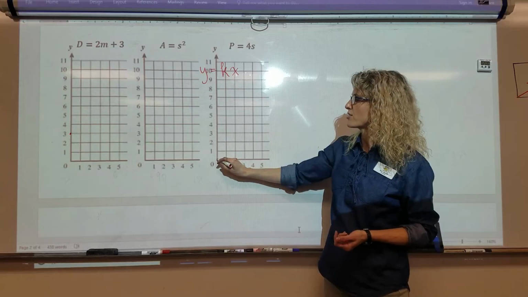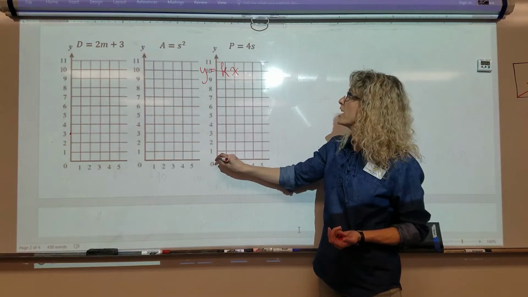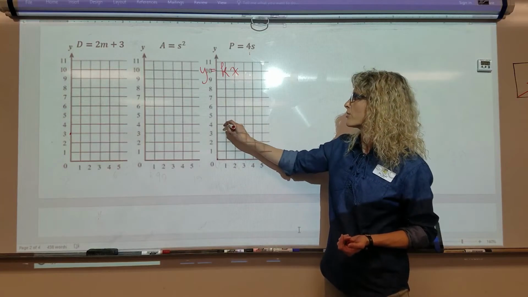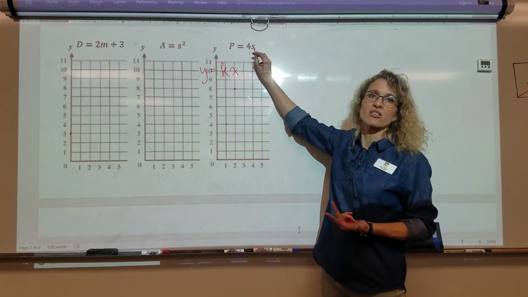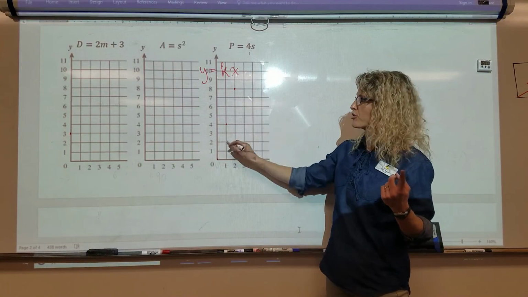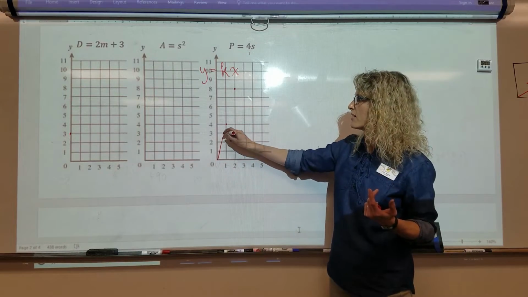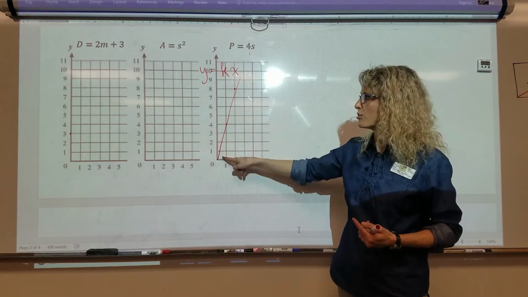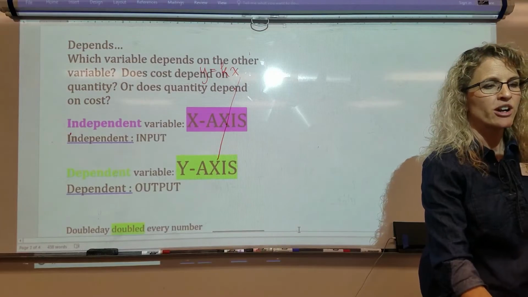This one does go through the origin. If you let s be 0, p would have to be 0. And it's just going to go up 4 over 1, up 4 over 1, up 4 over 1. Or if I let my side length of my square be 1, my perimeter is 4. If my side length is 2, my perimeter is 8. And you can see, linear goes through the origin. So that's what direct variation will be, a line through the origin.